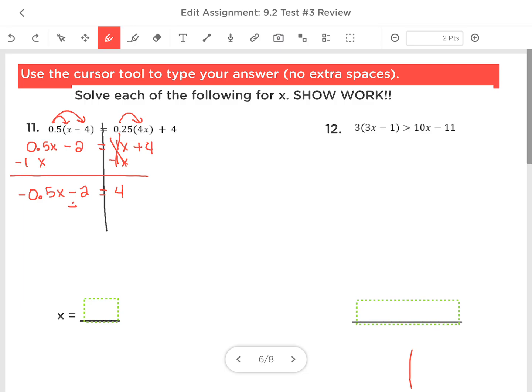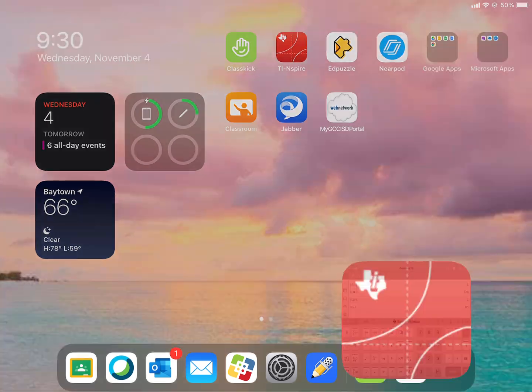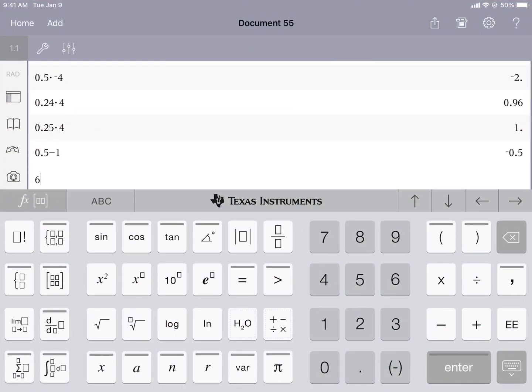Now move the 2 over, so plus 2, plus 2. Okay, we get a negative 0.5 x is equal to 4 plus 2, which is 6. Then we need to divide by negative 0.5 on both sides. Divide by negative 0.5. x equals 6 divided by negative 0.5. 6 divided by a negative 0.5, we get a negative 12.